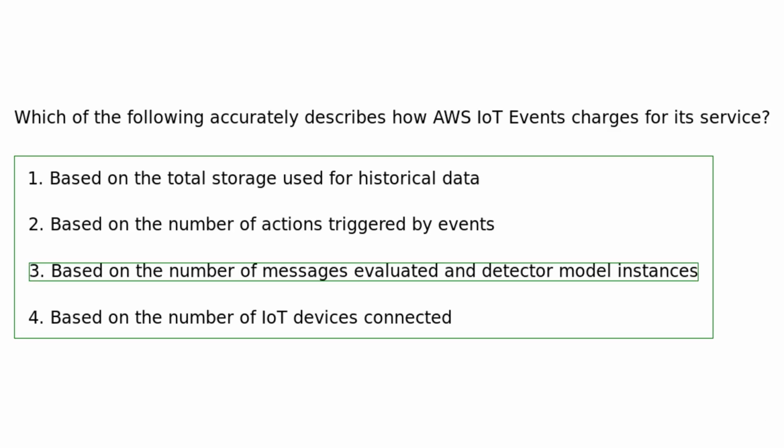AWS IoT Events pricing is primarily based on the number of messages evaluated and the number of detector model instances in your account. This usage-based pricing model allows costs to scale with your actual utilization of the service.